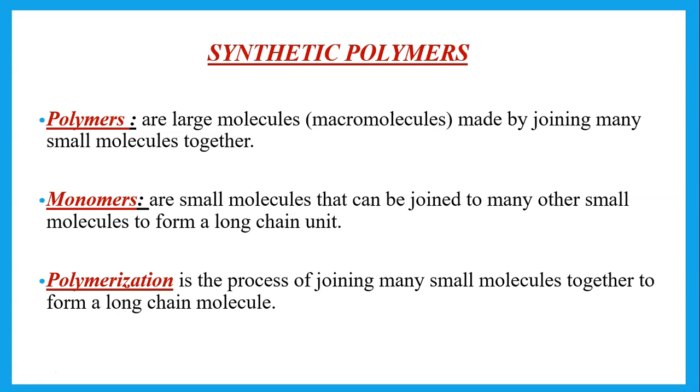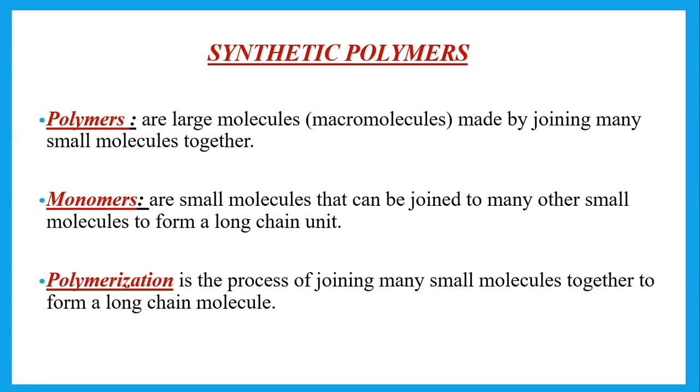So you should know carbohydrates, fats, proteins. These are called natural polymers. But the ones we're going to be talking about are synthetic, which are made in industry. You should know that the word polymer means large molecules made by joining many small molecules together. The monomers are the small molecules that can be joined with other small molecules to form a long chain unit.